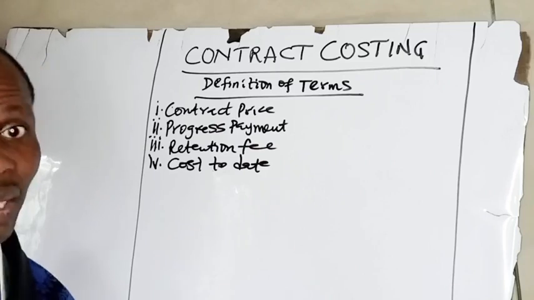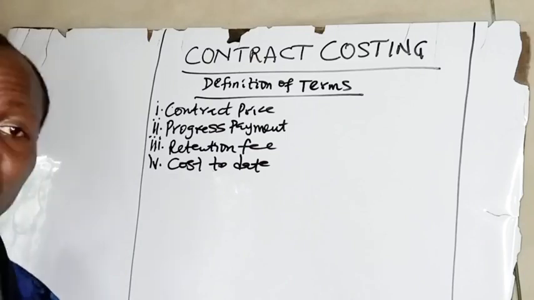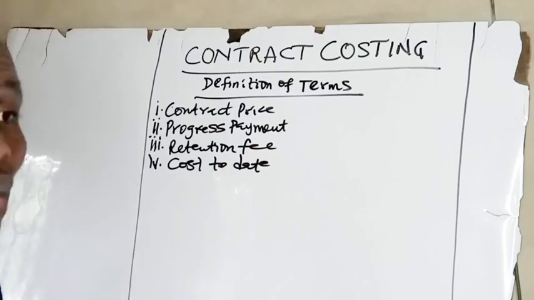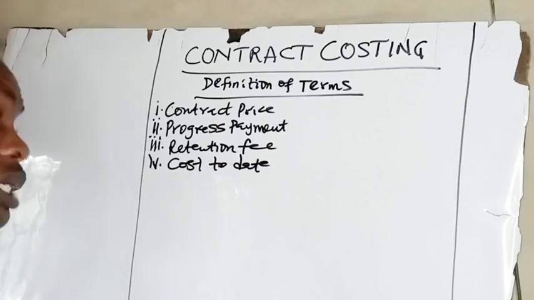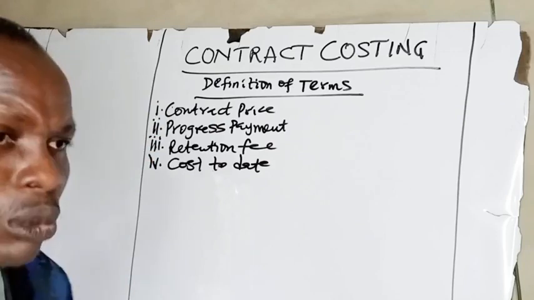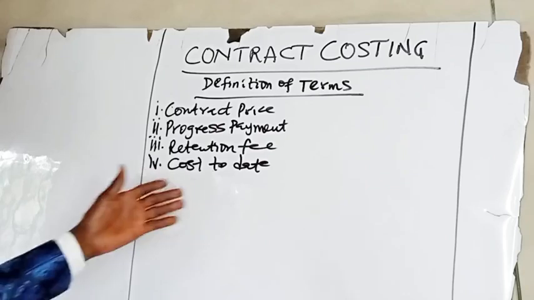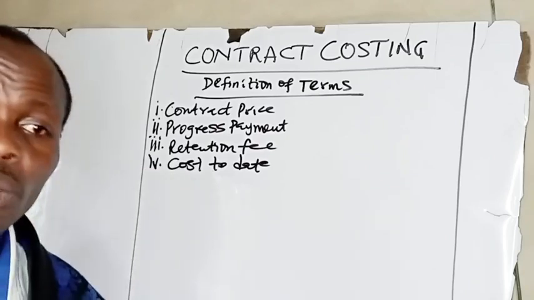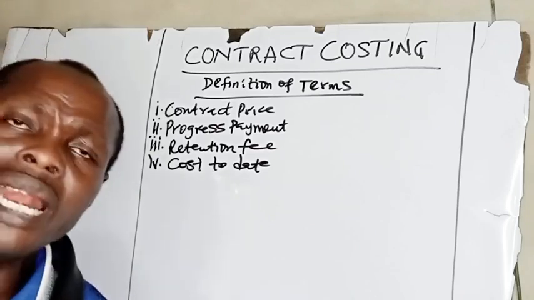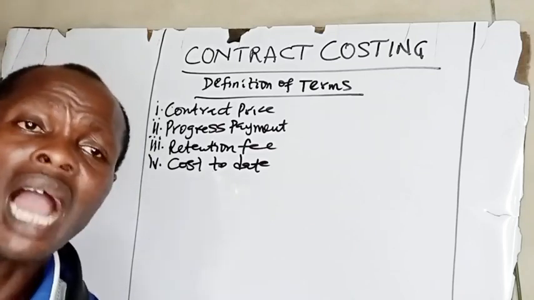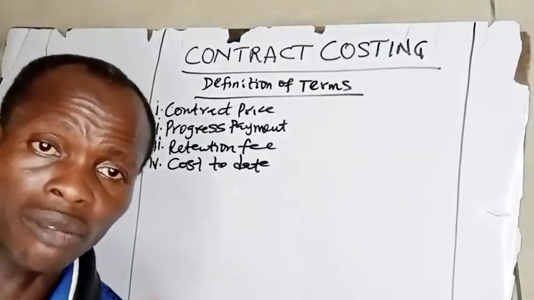We didn't say up to the end of the contract, but the end of the accounting period. Maybe the accounting period ends December 2024, and this contract might still extend to July 2025. So the expenditure incurred is from January 2024 to December 2024, or from the sanction of the contract to the end of the current accounting period. That is cost to date. Meaning that any expenditure incurred after the end of the accounting period does not form part of the cost to date.